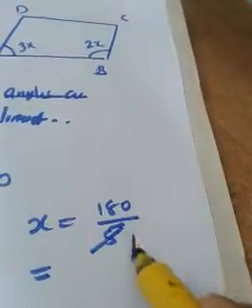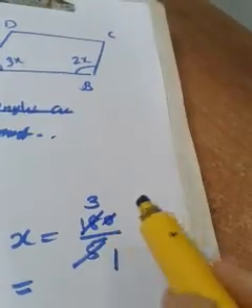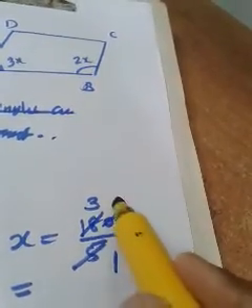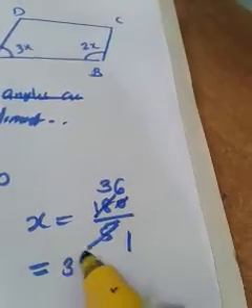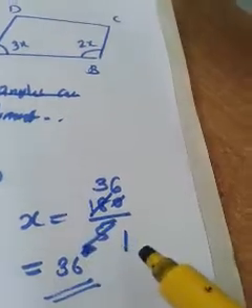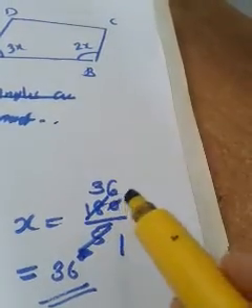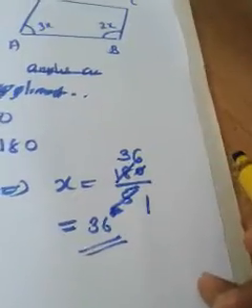In 5, how many 5? 1. In 18, how many 5? 3 5s are 15. Remainder 3. So 3 and 0 become 30. In 30, how many 5? 6. So in that way, we got the value of x as what? 36. We got the value of x as 36. Any problem? Okay, 36. See, we got the value of x as 36.